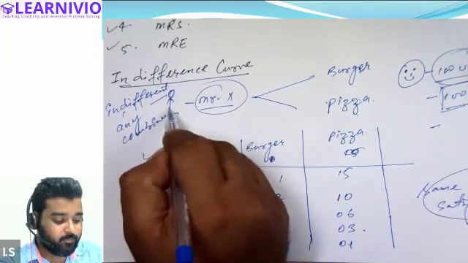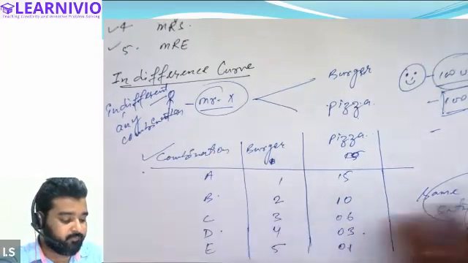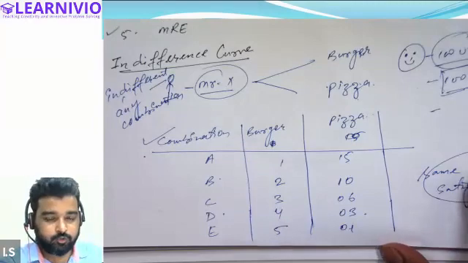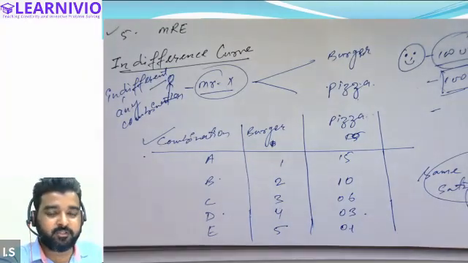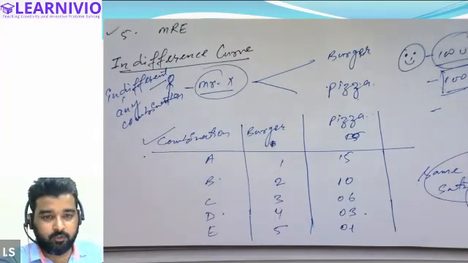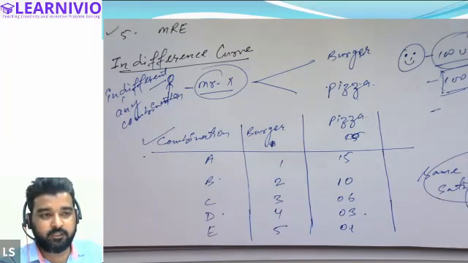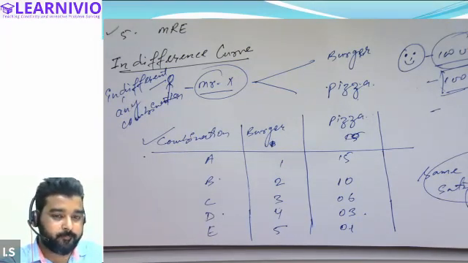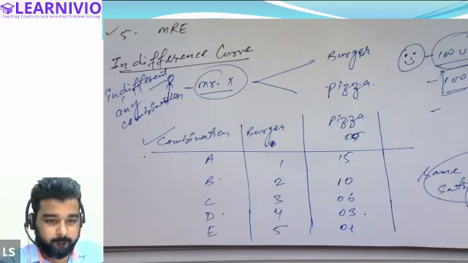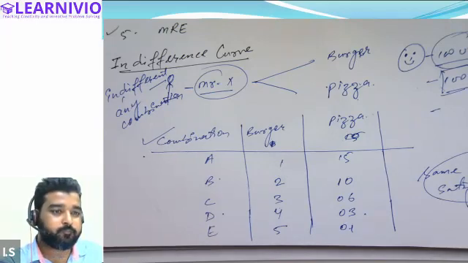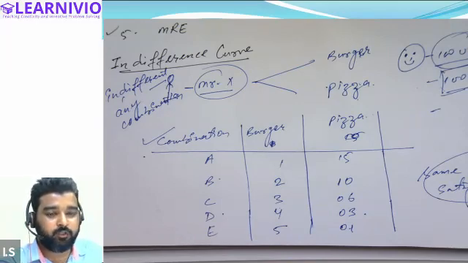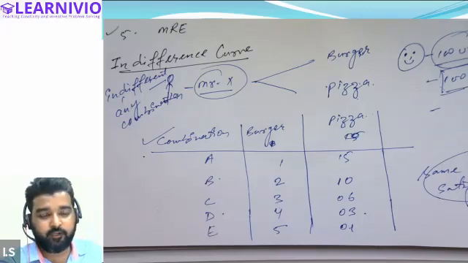What if I ask consumer X to give the preference to any combination? So can you tell me, which combination will Mr. X prefer out of all these combinations? Combination A, B, C, D, or E? Which combination will he prefer? C. C combination. Yes, sir. Okay. Anyone else? Samiksha, Mazin, what do you think? Which combination will the customer prefer out of these different combinations?